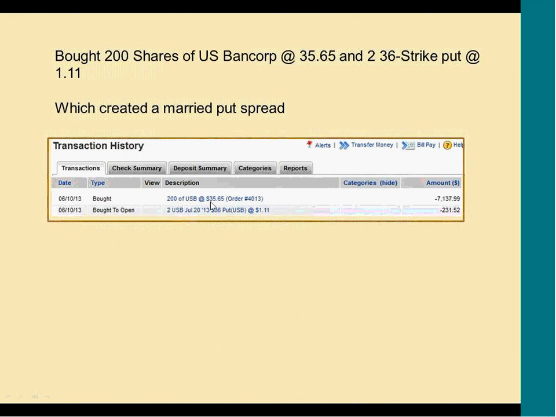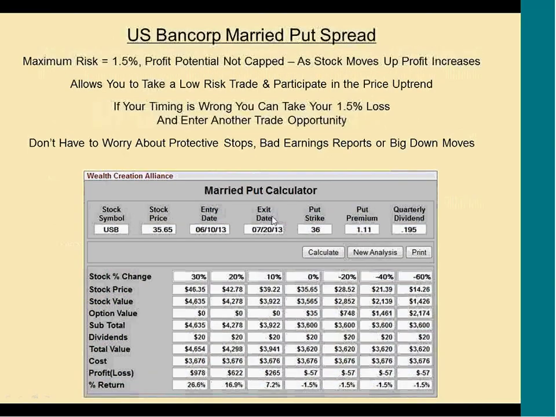So I make married put recommendations in my advisory service. This shows the current portfolio. We have $115,000 in trade profit, with an average return of 67.3% for the married put portfolio.